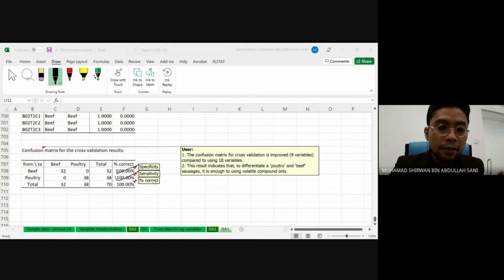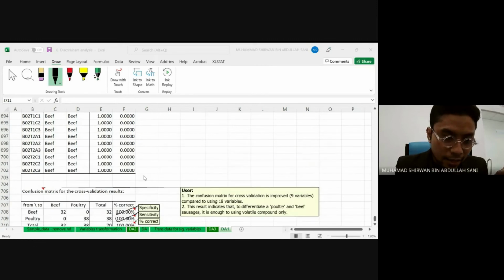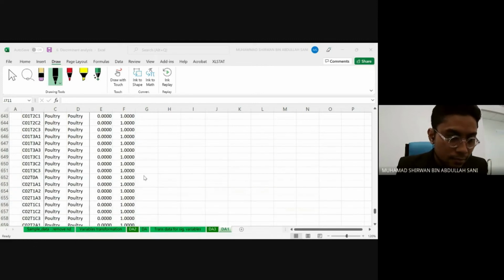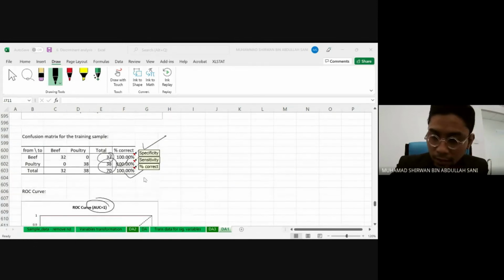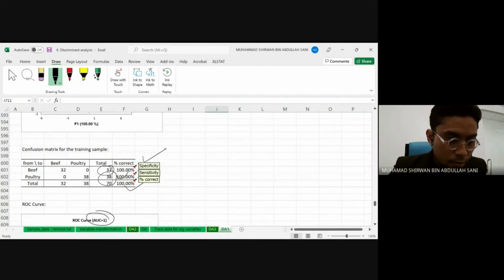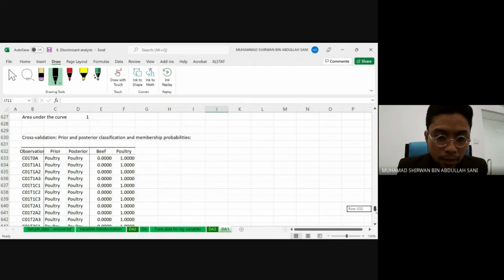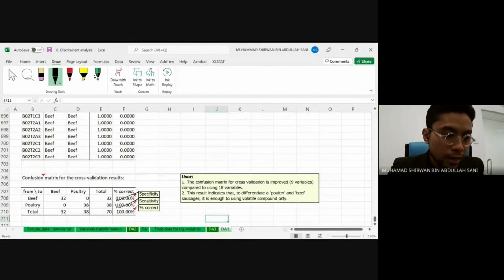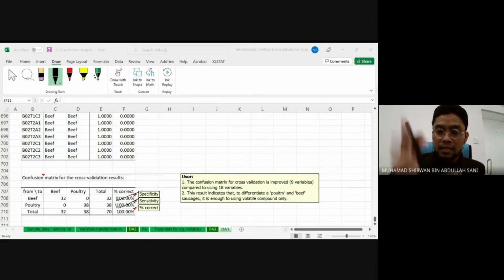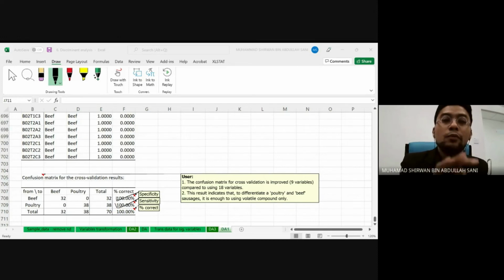So now we have achieved training data set is 100% correct. Now, after we make cross validation, we also get 100% correct classification. So from here, we will say that we have established a good discriminating model. So this is what we are looking for.